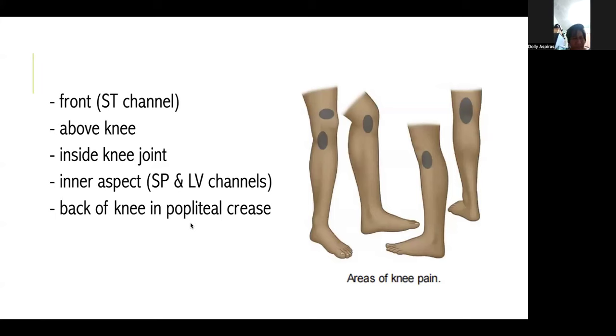The most important factor to keep in mind when selecting points is to clearly identify the channel involved according to the site of pain. Okay, so these are the possible sites of pain. Pain in the knee may occur in the front, along the stomach channel, above the knee, inside the joint itself, on the inner aspect along the spleen and liver channels, and in the back of the knee in the popliteal crease.